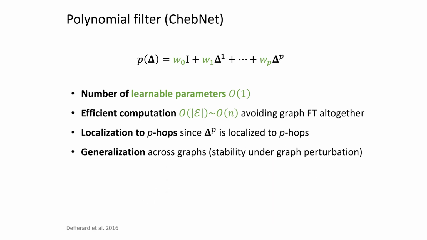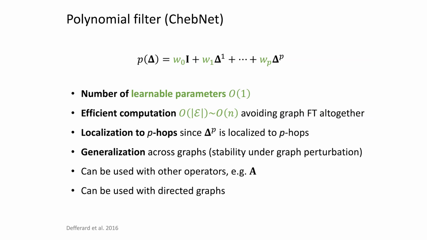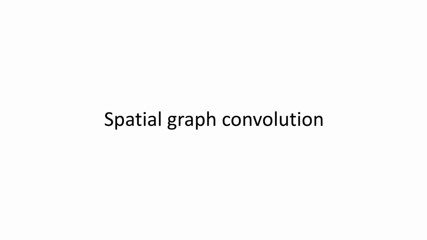We can also show that such filters generalize across graphs. They're stable under graph perturbation. And we can, of course, use this construction with different operators, for example, the adjacency matrix, and it doesn't matter if it's symmetric or not, because here we're not doing explicit eigendecomposition. So that was the analogy to spectral convolution.